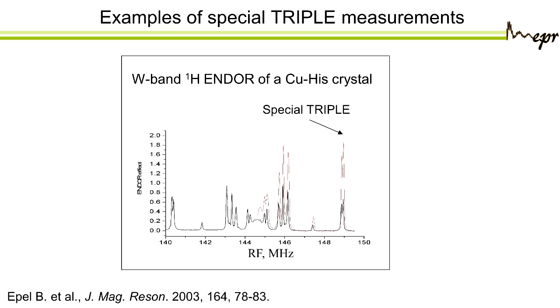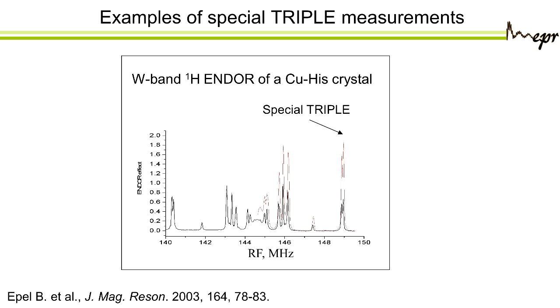So you see the black, it's a single crystal of copper histidine. When you have these nice single crystals, everything works. The black shows you the proton ENDOR of the normal Davies ENDOR, and this in red is with this trick of two pulses, and you see it really increased a lot, and then it takes half the time to record.